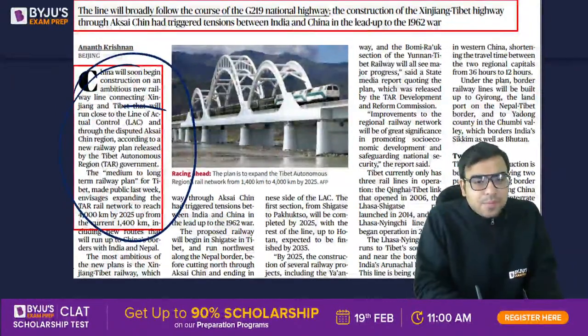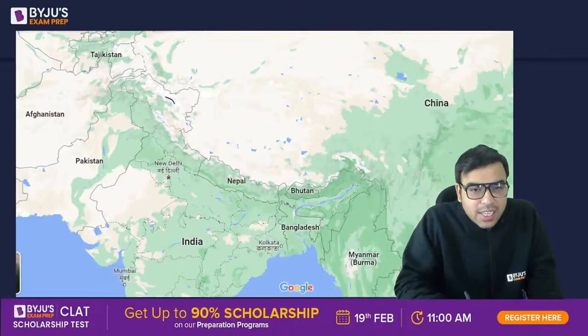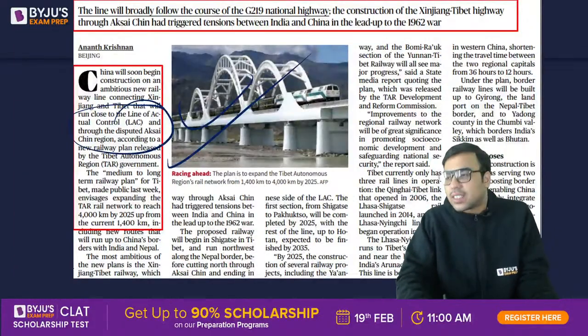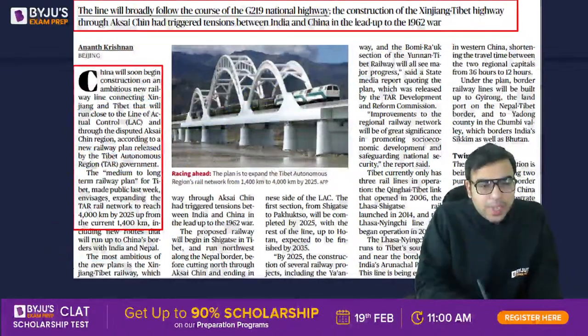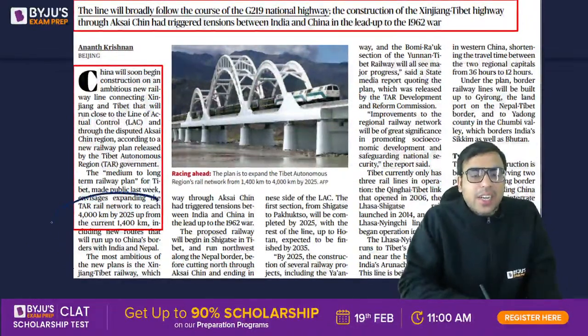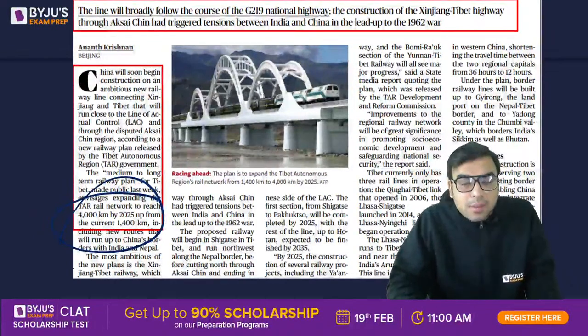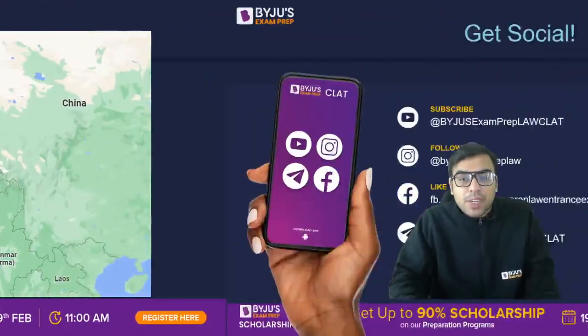The line will run close to the LAC, they are saying. This is the LAC, the line of actual control. We have discussed it so many times. That is what is being discussed here. Okay. This will be a network of 4,000 kilometers by 2025, up from 1,400 kilometers. So this will be a 4,000 kilometer long railway network. By 2025, they are planning to make it. Please go and read it, because of course these are important ones.